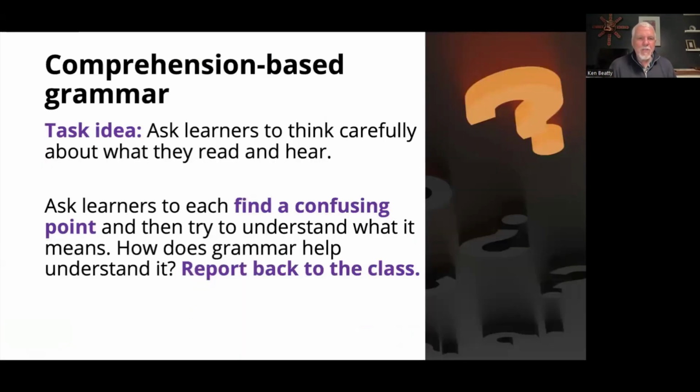Okay, comprehension. What's a task idea? Ask learners to think carefully about what they read and hear, and ask them to find a confusing point, and then try to understand what it means. How does grammar help understand it? And then report back to the class. So again, students will be reading or hearing things all the time. And if they find something that doesn't make sense, see if they can work it out themselves. See if they can figure out the grammar, what's going on there.